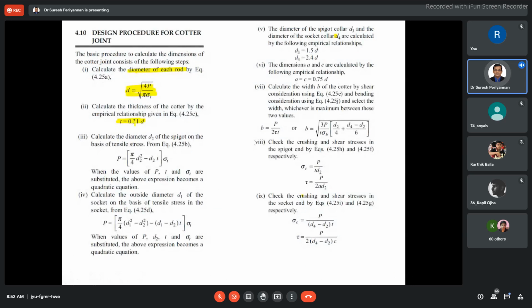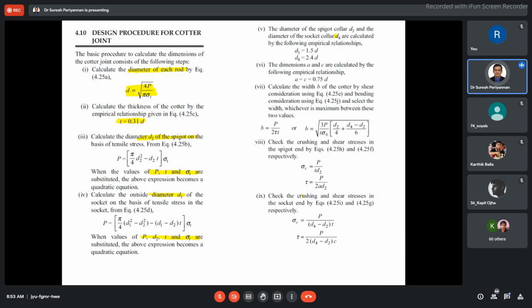For the second step, we have to define the thickness of the cotter. Third step, the diameter D2 of the spigot from this relation, based on the tensile force acting in the spigot. Here, these are the parameters we must know. And the fourth step, we have to define the outer diameter of the socket from the tensile failure of the socket. Here P, D2, T, and sigma t must be known.